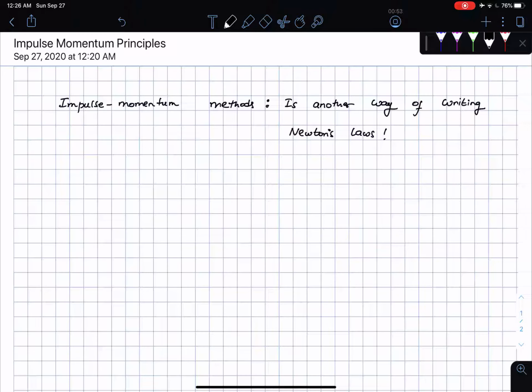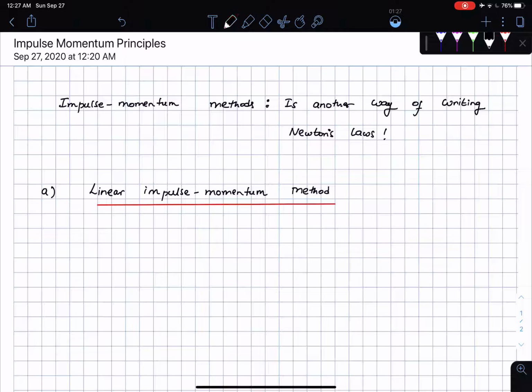So when we look at impulse momentum methods, there are two methods of significance for us. These are called the linear impulse momentum methods and the angular impulse momentum methods. Okay, so let me go to the linear impulse momentum method. So this is my title now. Linear impulse momentum methods.